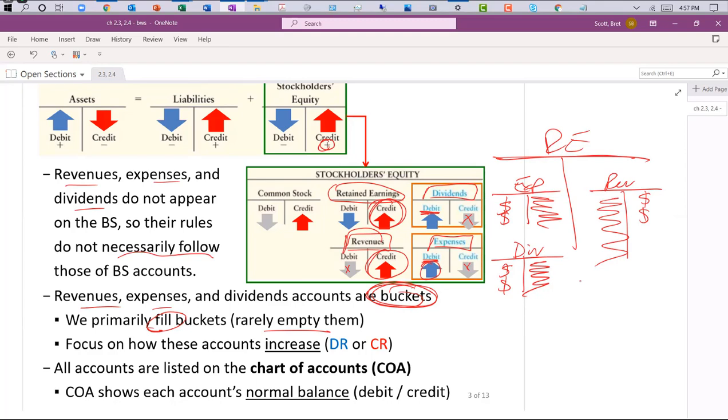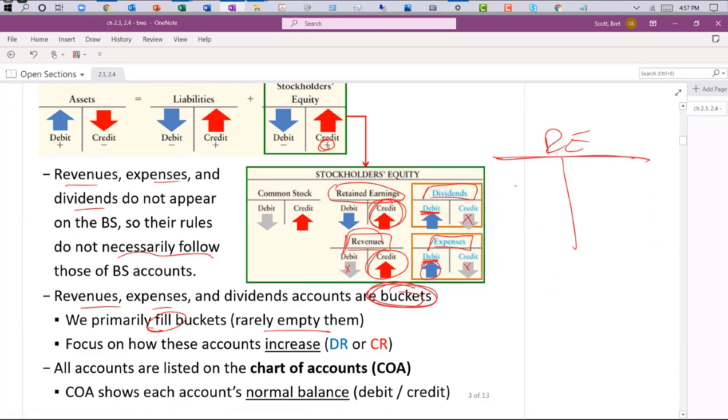When we empty out these buckets, what you'll see is just the summary, not all the individual transactions. You'll just see a bulk line item for all the expenses, one bulk line item for all the dividends, one bulk line item for all of the revenues, and that determines the overall balance in retained earnings. Again, we will practice this more, but for right now, just realize that dividends, expenses, and revenues have their own buckets and they are equity accounts, but dividends and expenses tend to take on a bit of a different characteristic.